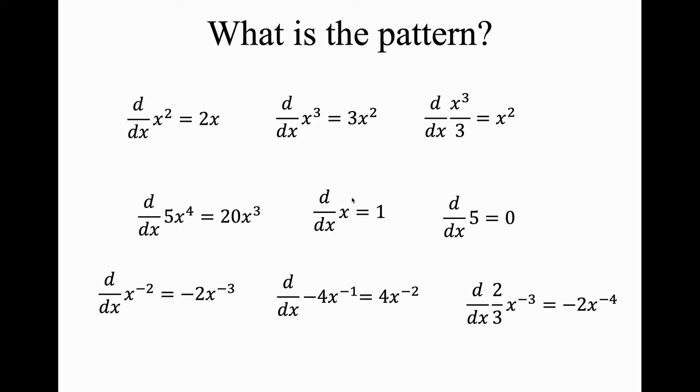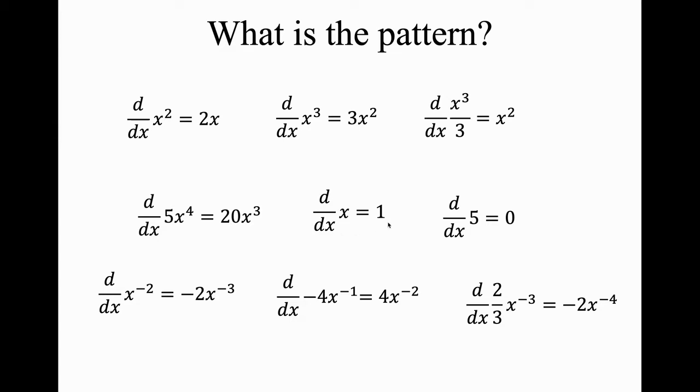This has an exponent of 1. So 1 times 1 is 1. 1 minus 1 means this is 0. So x to the power of 0 is 1. The derivative of 5, that's a constant. The slope of a constant function is 0.